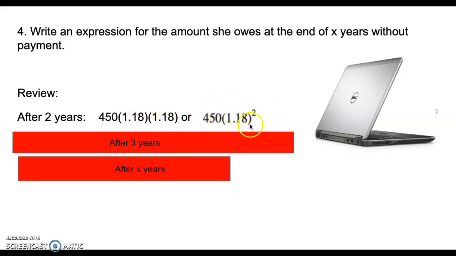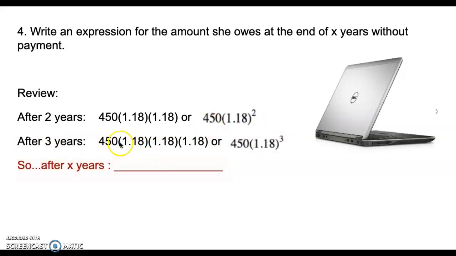Here's how it can be simplified. So let's see how we could write that at the end of 3 years. Oh, oops, I jumped ahead. If I go from here to the end, this is after 2 years. After 3 years becomes this expression. So what do you think is going to happen after x years?